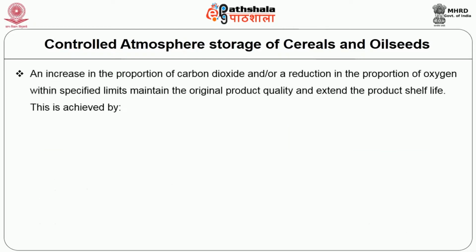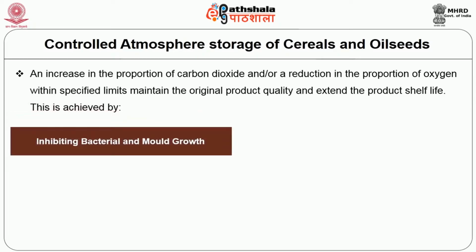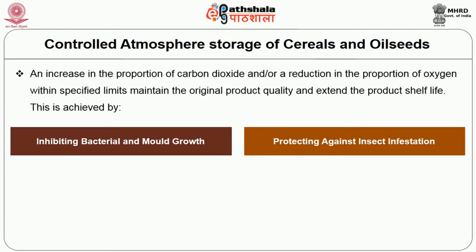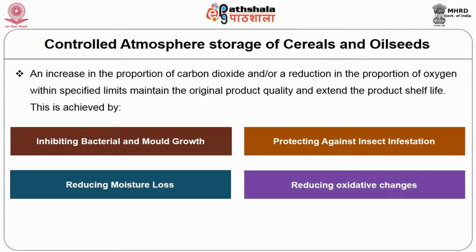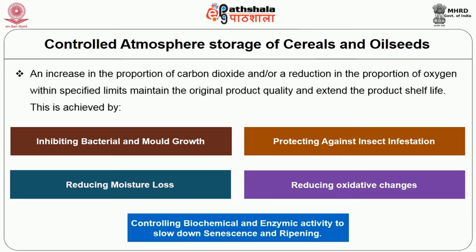An increase in the proportion of carbon dioxide or a reduction in the proportion of oxygen within specified limits maintains the original product quality and also extends the product shelf life. This is achieved by the following factors: inhibiting bacterial and mold growth, protecting against insect infestation, reducing moisture loss, reducing oxidative changes, and controlling biochemical and enzymic activity to slow down senescence and ripening.